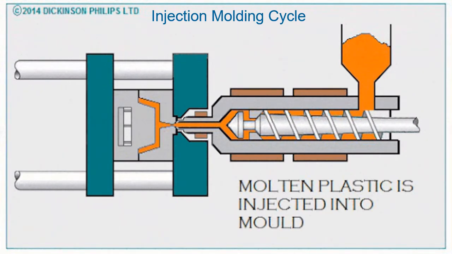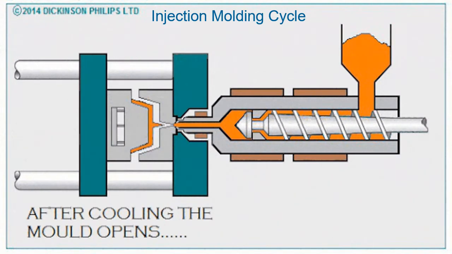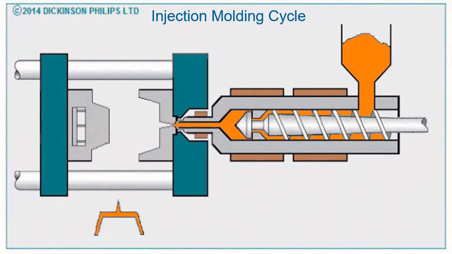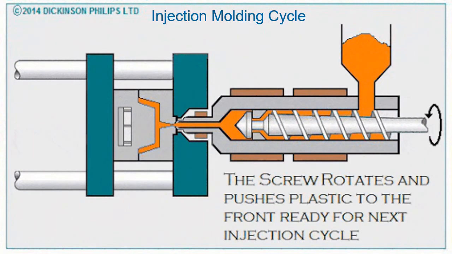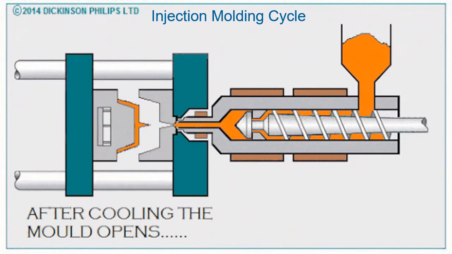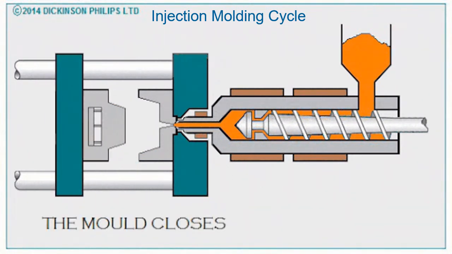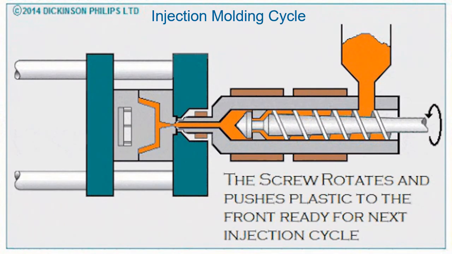The functions of the clamping unit of the molding machine are: first, it holds the two halves of the mold in proper alignment with each other. Second, it keeps the mold closed during injection by applying a clamping force sufficient to resist the injection force. Third, it opens and closes the mold at the appropriate time in the molding cycle.